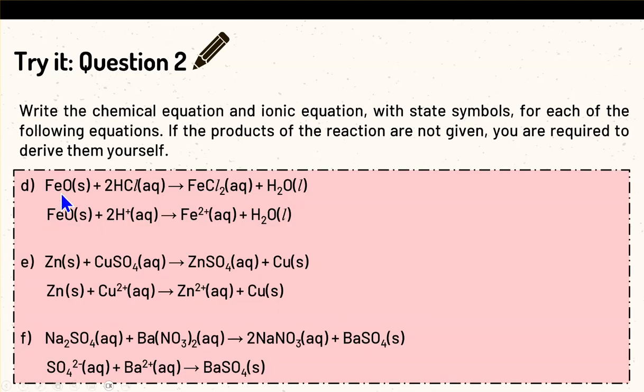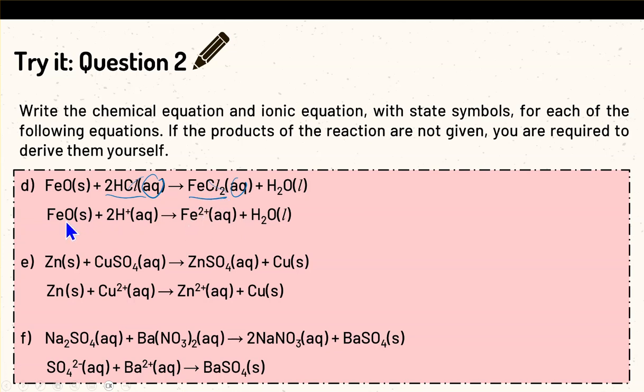Alright, next one. FeO plus HCl. Okay, just look for equals. Split this out. You can cancel the chloride and the chloride, the two of them, right? So they are left with 2 hydrogen ion and Fe2 plus. Iron 2 chloride means Fe2 plus.